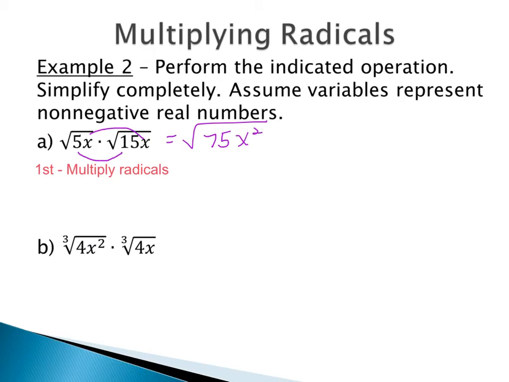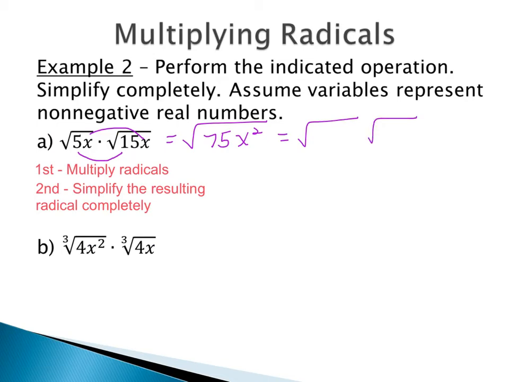Now from here, we want to simplify. So essentially when you're multiplying radicals, you want to multiply, then simplify. So we're left with the square root of 75, x squared. Simplifying this part then, I want the largest perfect square factor of 75, which would be 25. And then 25 times 3 would get us to 75.